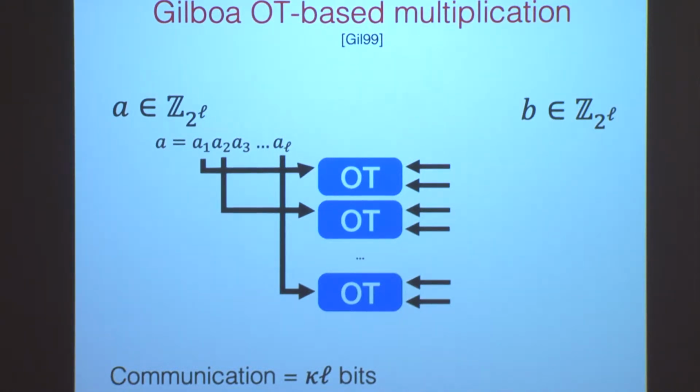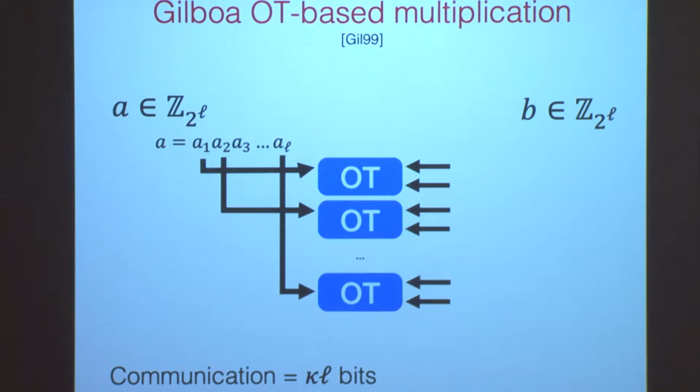If it's a Z_2^L element, it's going to be L bits. And they're going to execute L oblivious transfers. And in these L oblivious transfers, what they're going to compute is the product of that bit with the input of the other party. This can be executed with an oblivious transfer because if I have my input 0, I know what you should give me. If my input is 1, I know what you should give me.